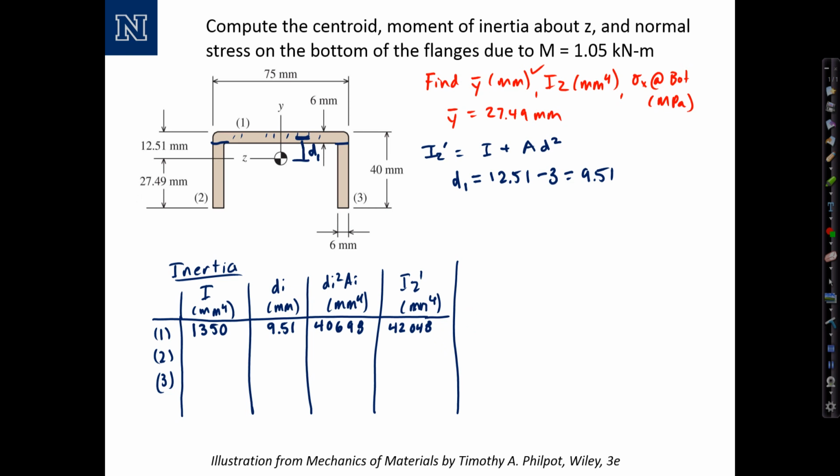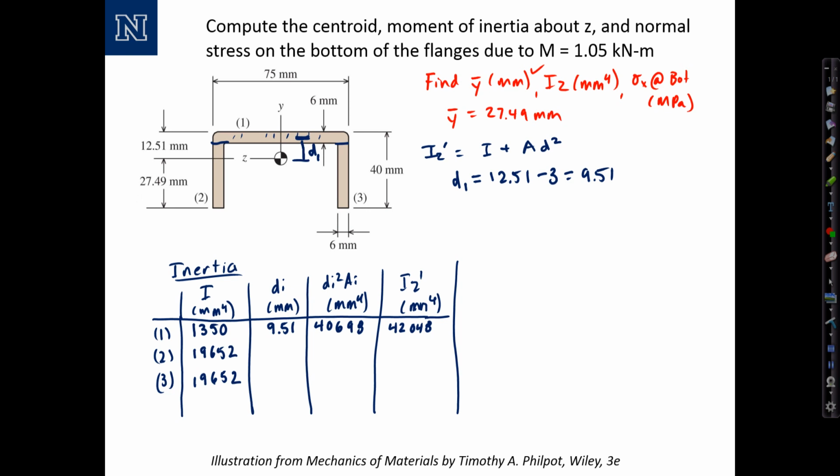Section 2, moment of inertia about its centroidal axis, b h cubed over 12, b being the thickness, which is 6 millimeters, and h being the height, which is 40 minus 6, or 34 millimeters. So 6 times 34 cubed over 12 is 19,652. Same for both 2 and 3.